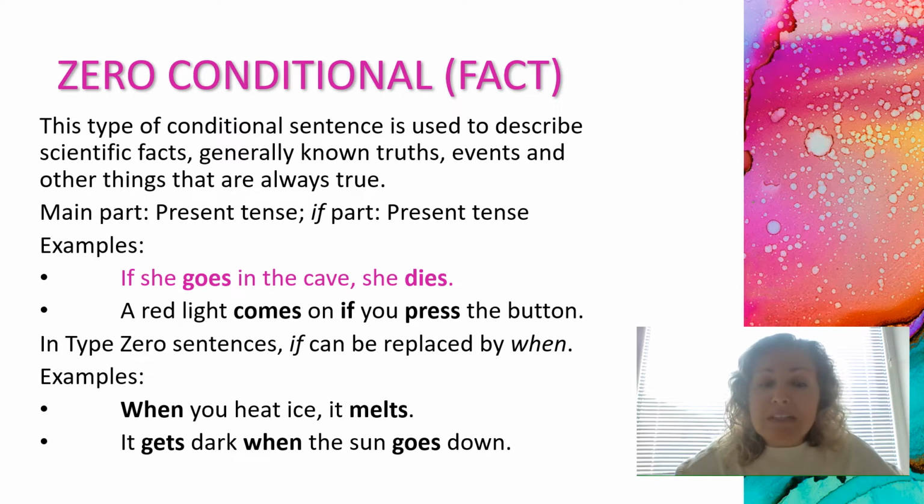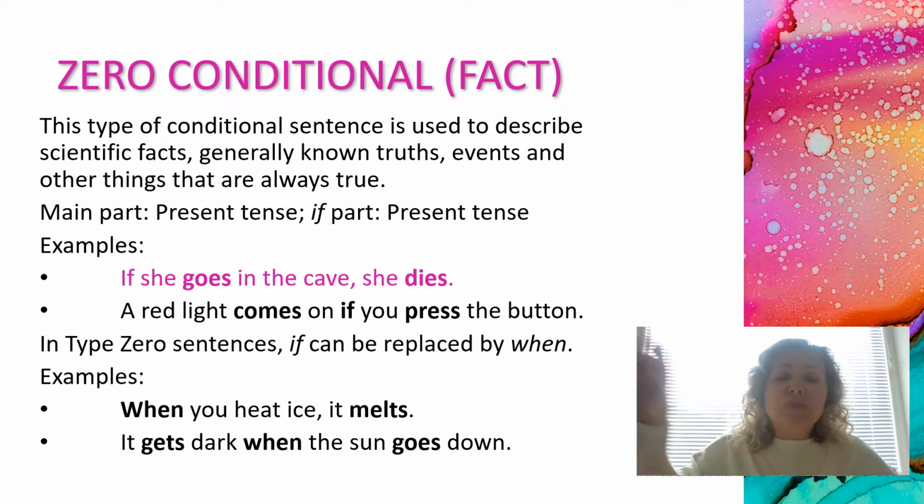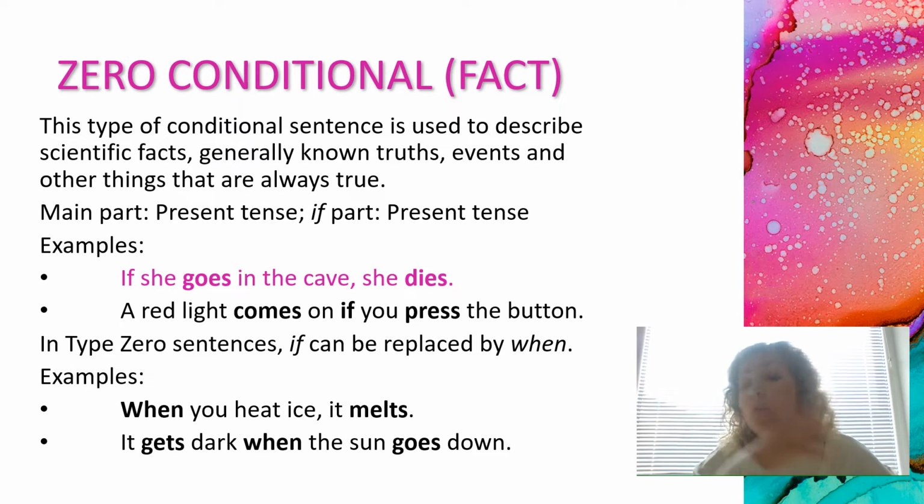So the example is like this: if she goes in the cave, she dies. So for example, we are playing a video game, and if our character, a lady or a woman or a girl, if she goes in the cave, she dies. This always happens over and over again. Whenever I play the game, if she goes in the cave, she dies. So it is a fact that is always true.